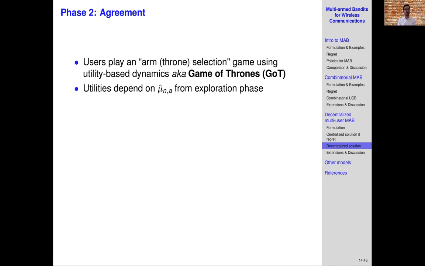Next, I will talk about the agreement phase. In this phase, users play an arm selection game using a utility-based dynamics, which is known as Game of Thrones. Here, each user has a unique arm in the optimal allocation called the throne for that user. The goal of this dynamics is to locate the throne. The utilities in this game depend on the estimated expected rewards that come from the exploration phase.